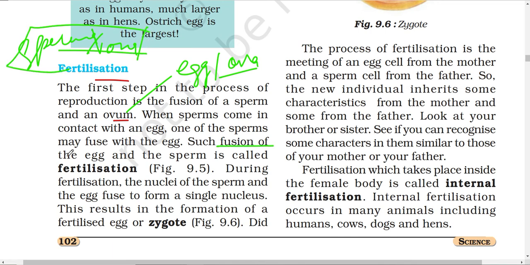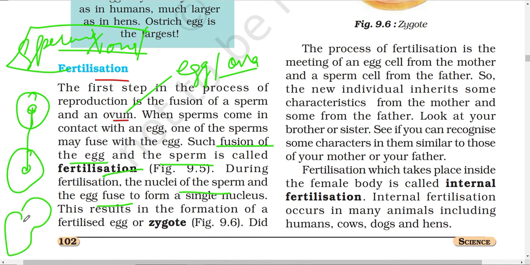So, the fusion of the male gamete, that is the sperm, and the female gamete, that is the egg, is known as fertilization. During fertilization, the nuclei of the sperm and the egg fuse. Suppose this is an egg, this is a sperm. They both have a cell and nucleus. These both get fused, and then it forms a single one.